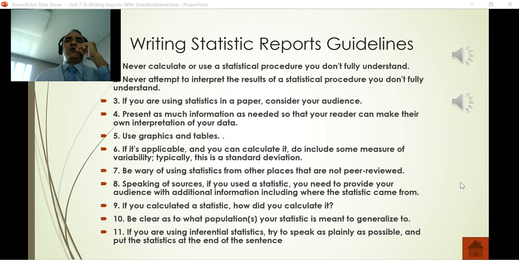Again, choosing the model: you have to explain why you choose that model. The same thing, you have to be clear on what population you mean. Is it a sample or is it the whole population? You have to understand that. And the same thing in inferential statistics. We'll talk about inferential statistics, but mostly it's trying to talk as plainly as possible. Well, actually, in general, you have to do that.